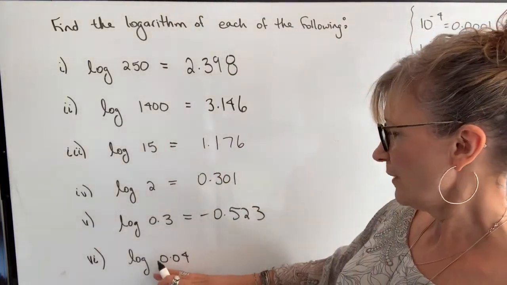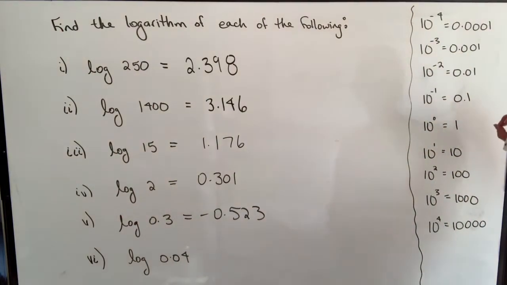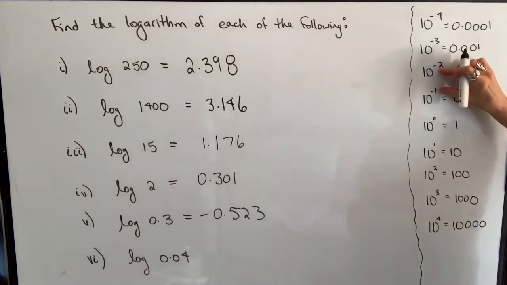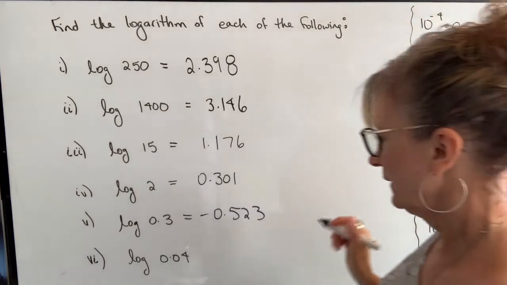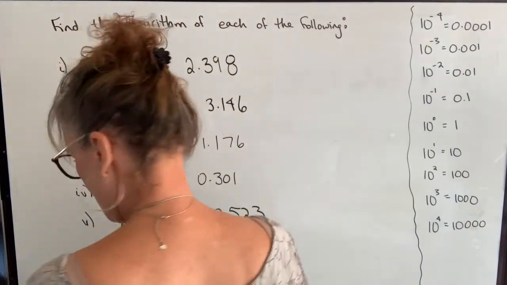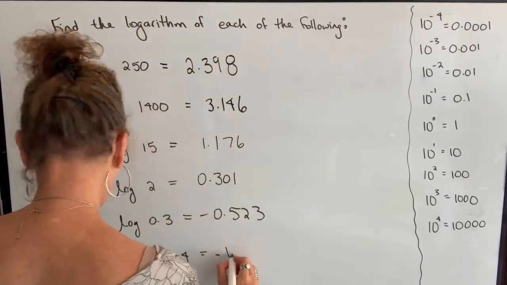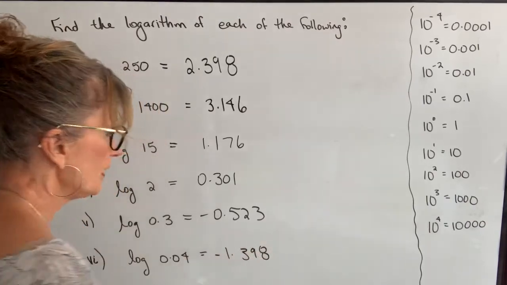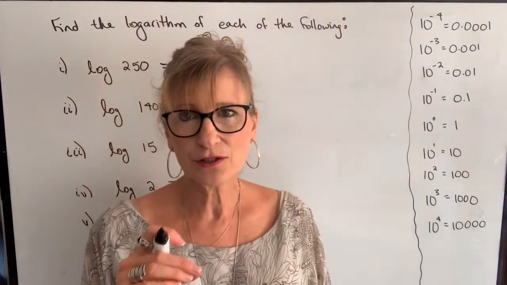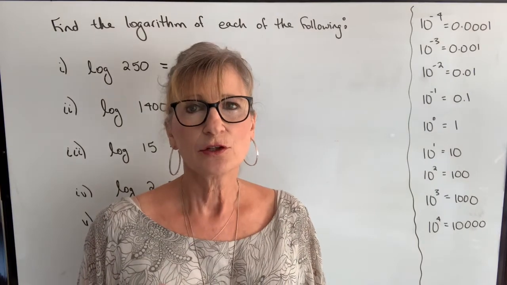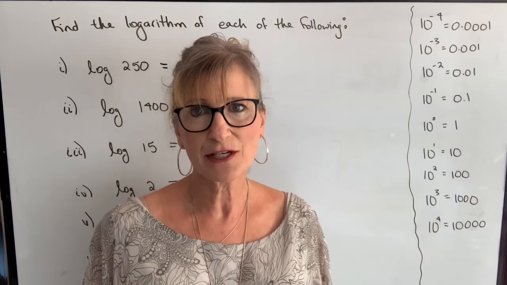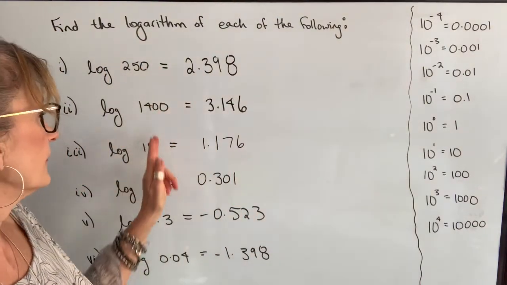Our last example, 0.04, is between 0.01 and 0.1. So our exponent should be between -2 and -1. Punch it into our calculator and we get -1.398. So understand, when you are using your log button, it means you're working with base 10 and you're finding the exponent to which 10 must be raised to equal the number that you're finding.